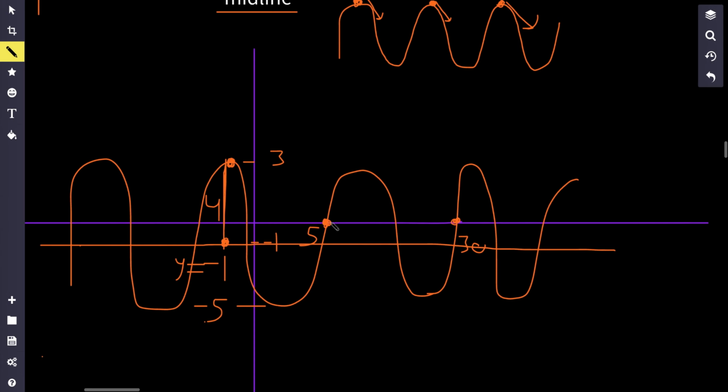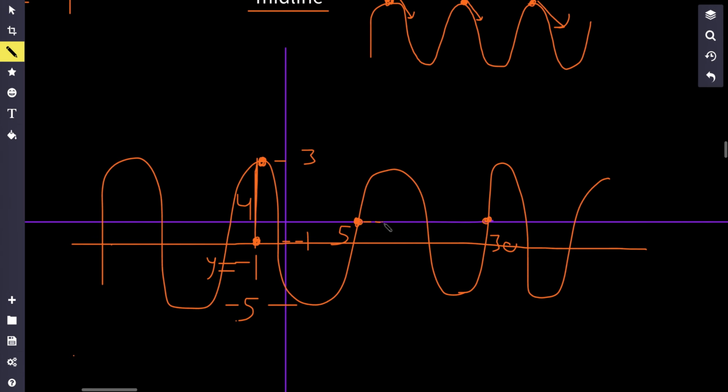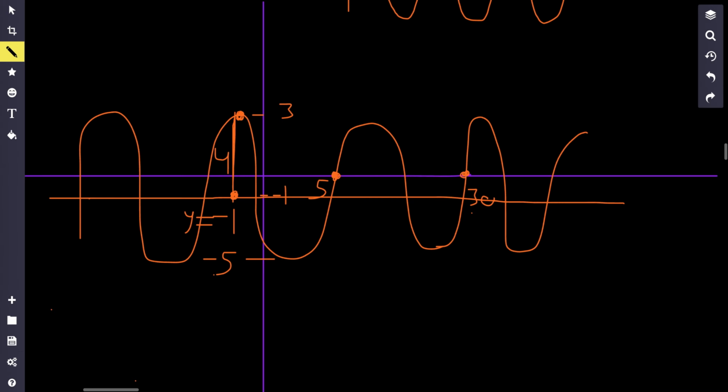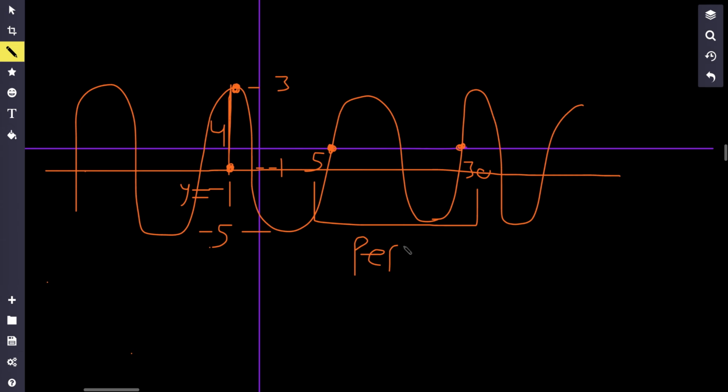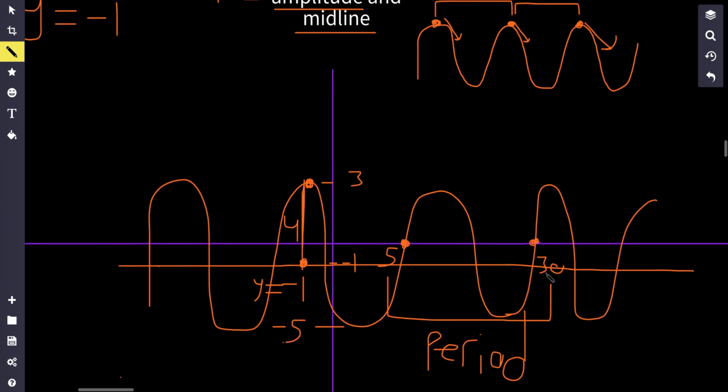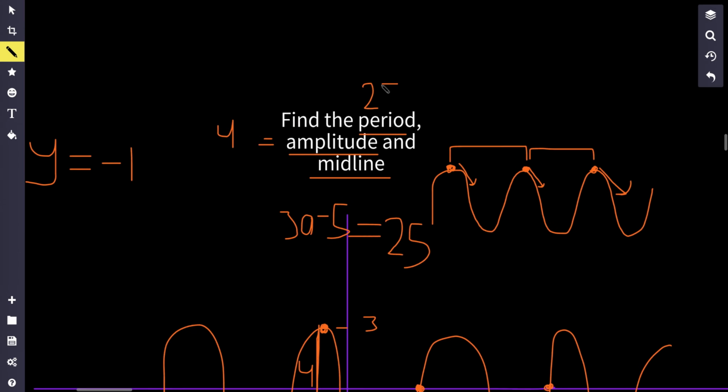In this case, this point right over here looks to be the same as this point right over here. So the distance between these 2 points represents the period. All right, so what's the distance between 30 and 5? Well, that's just going to be 25. So that's going to be the period.